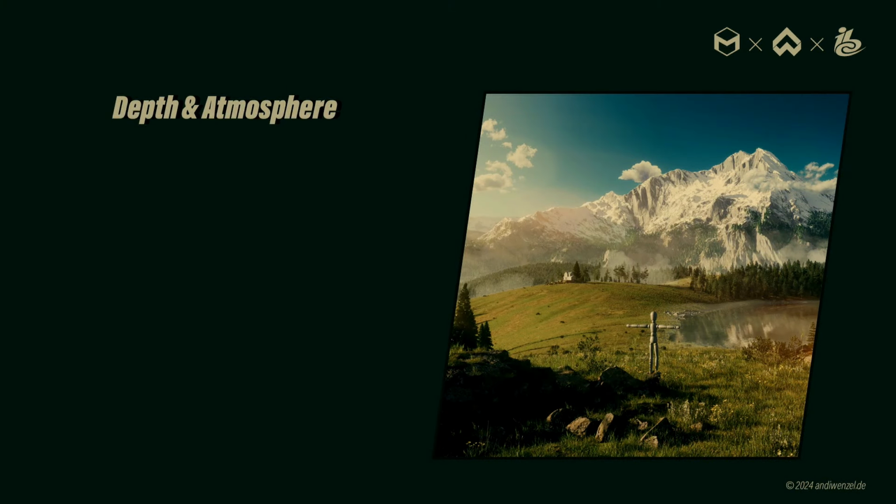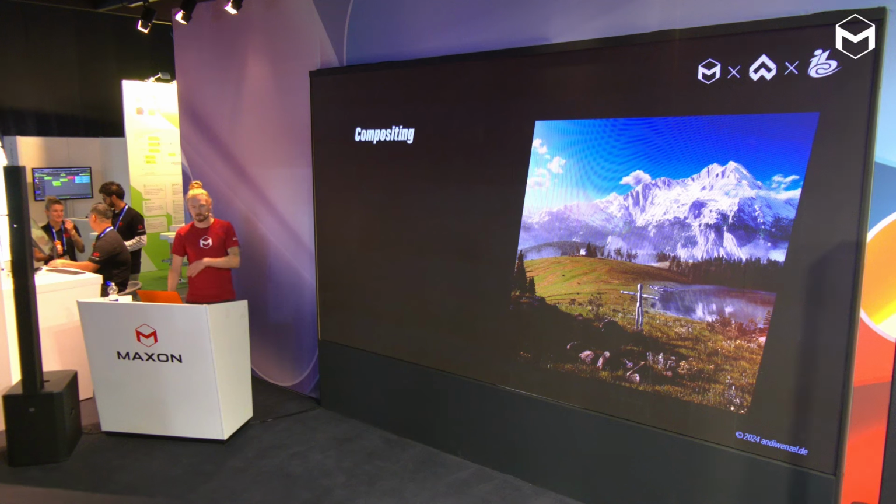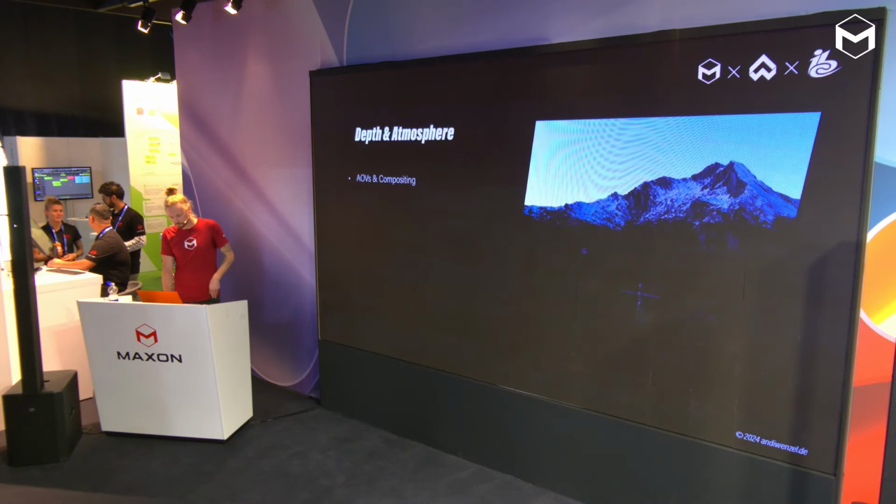All right, so about depth and atmosphere. This is what I was talking about, to get the last bit of realism into your scene, with all these atmospheric effects. I could call this chapter compositing as well, because everything you see here is done in compositing. I like to do it that way because to me it's much faster and more flexible, and I can change it all until the end and I don't have to re-render my scene.